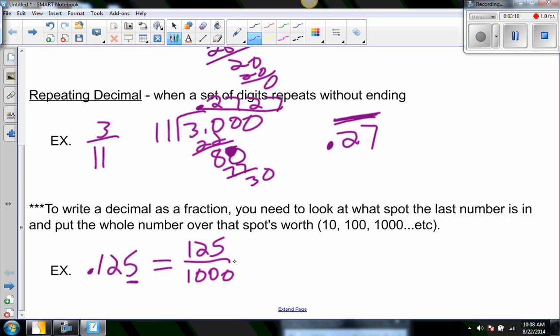So let's see here. 25 would go into both numbers. 25 would go into 125 5 times. And 25 would go into 1,000 40 times. And that also reduces, and so your final answer would be 1/8.